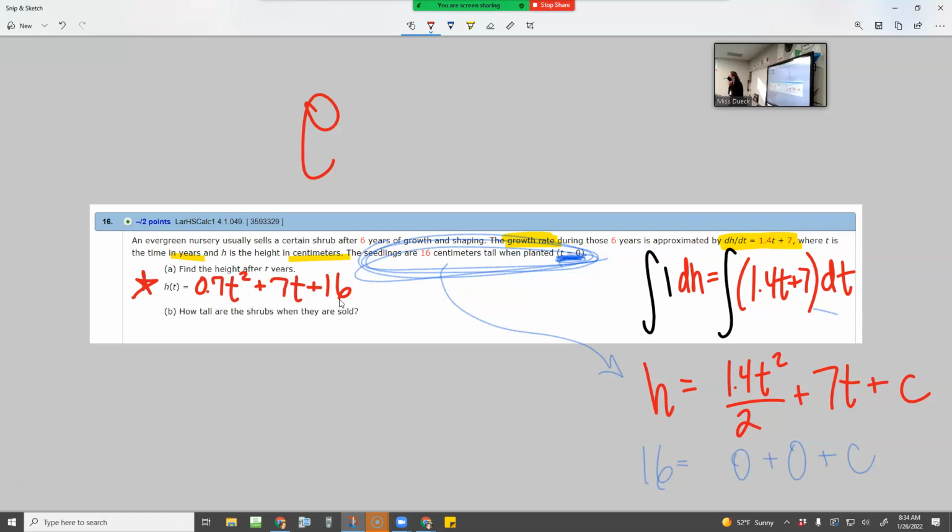Part B! Sarah, now bring in what you were saying earlier. You said something about 6. Why'd you say something about 6? That was the time that it grew with the years or something. It is years. They're looking for how high it is after they sell it after 6 years. They grow that thing for 6 years.